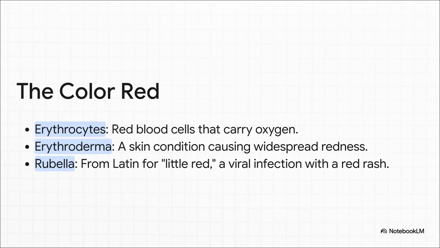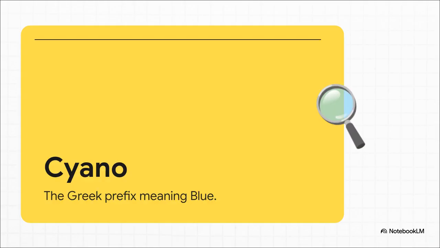Then you've got erythroderma. Try this one, erythroderma. That's a condition where the skin turns, you guessed it, red. And this code isn't just in Greek. The Latin word ruber also means red, and that gives us rubella, which you might know as German measles, named for its signature little red rash. Now let's move on to our next color and see how this all builds.